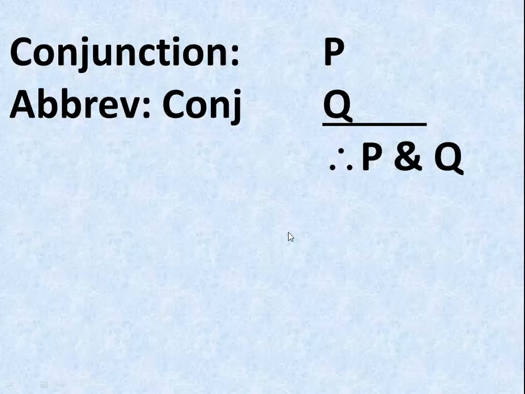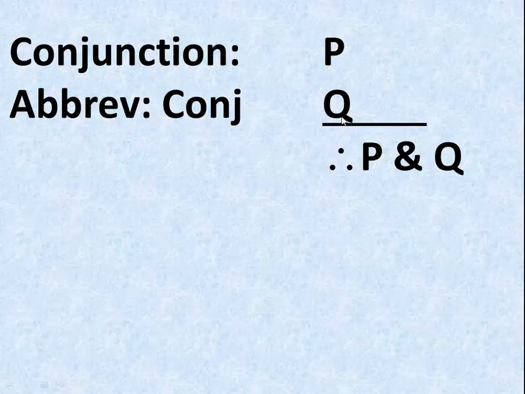This one's called conjunction. Conjunction is just a way to put things together, okay? So if you have P and you have Q, therefore you have P and Q, which kind of makes sense if you think about it. I'm going to the park. I'm going to read quietly. Therefore, I'm going to the park and I'm going to read quietly. Remember that example? So that's conjunction.